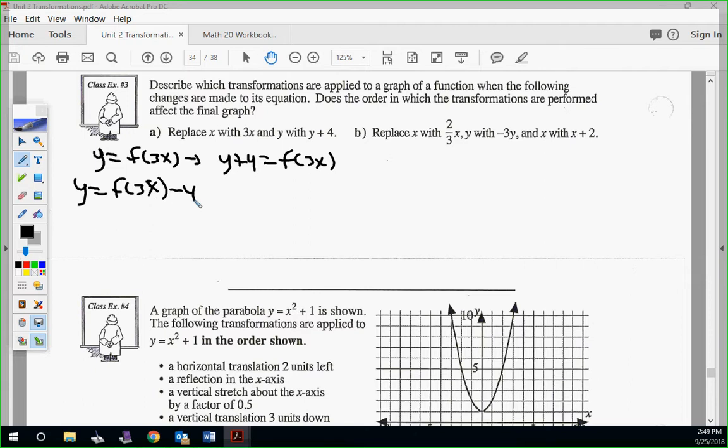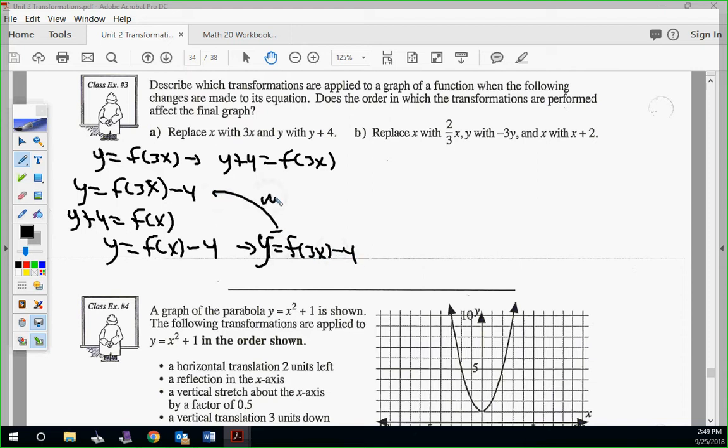Now I'll flip the order. So we'll do y plus 4, minus the 4, and then put the 3x in. Sorry, let's make this a y. And you can see between these two, no change. So there's no problem with the order there. So order doesn't matter.